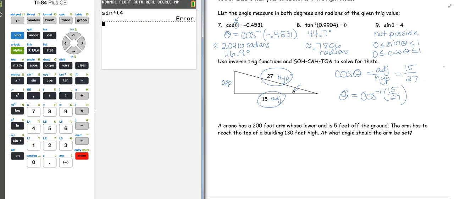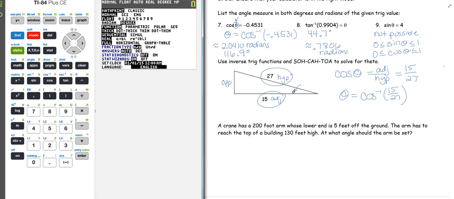We're back at our calculator. So I'm going to hit second cosine of 15 divided by 27. I hit enter. And we've got 56. I don't even know what that answer is. I just hit mode, and that answer is actually in degrees. So we have our answer in degrees.